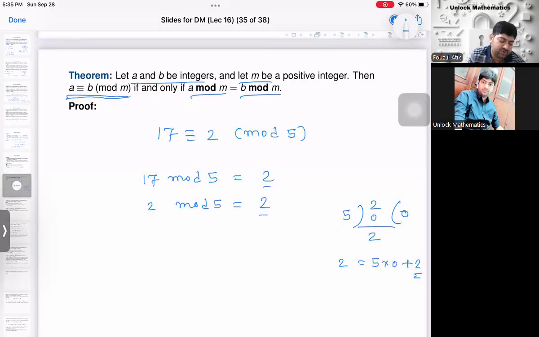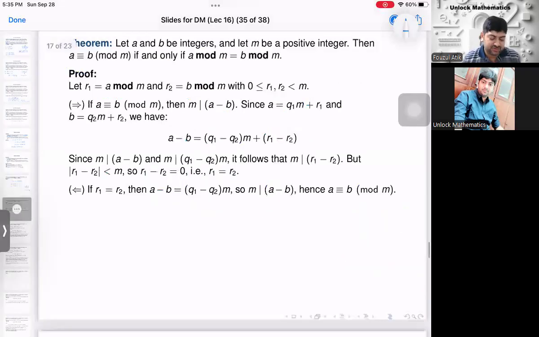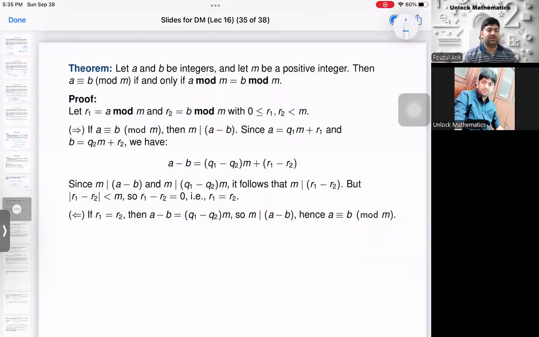A is congruent to B mod M if and only if the remainder when you divide A by M and the remainder when you divide B by M are the same. It has a very easy proof. I am not writing the proof out, but you can easily prove it.